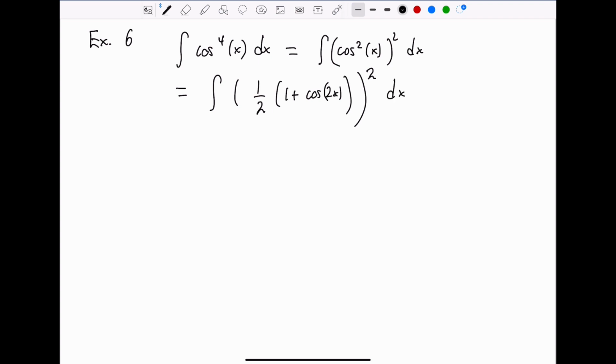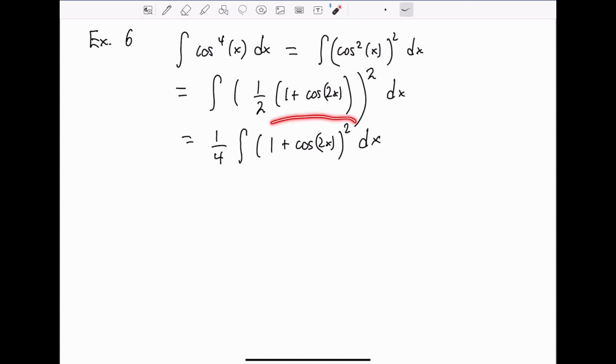So I need to square this entire expression. All right. I'm going to start by squaring the 1/2. 1/2 squared is 1/4. That's a multiple, and I'll just take that multiple out in front of the integral. So the 1/2 squared becomes 1/4. I'll remove that to the outside, and I'll just write an intermediate step here. I still have 1 plus cosine of 2x, quantity squared dx.